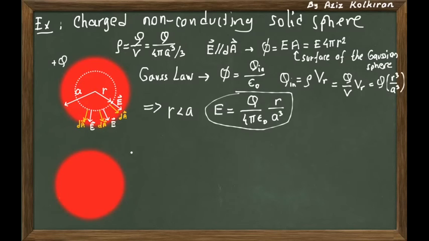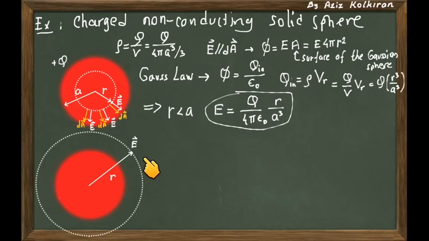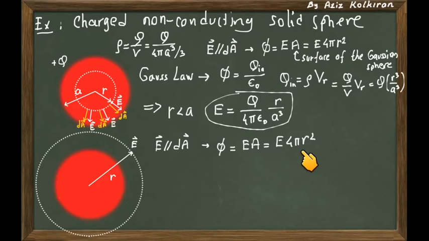Let's move on to picking a point outside the sphere, and again we will do the same trick. We choose a Gaussian surface that passes through this point, with radius r in the outside region, but this time small r is larger than a. Again everything is the same. The electric field through this hypothetical surface is parallel to the area vector at every point, so the flux is E times A, where A is the total area of the spherical surface, 4 pi r squared, with r now larger than small a.